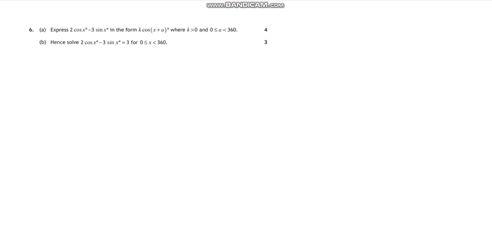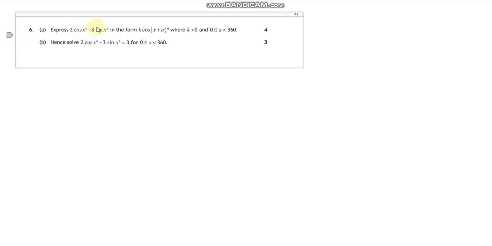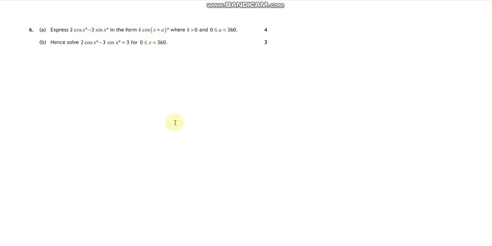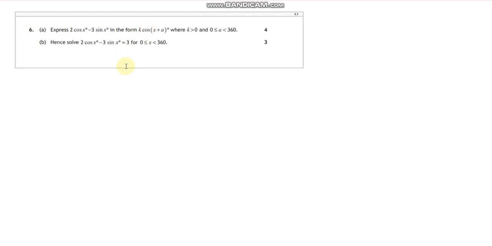Okay, question 6. Clearly a wave function. You don't even have to read it, you can just take it in, just tell it's a wave function question because we're combining cos and sine waves into just one wave in this form, or wave function form. If they don't tell you which form, you pick one. But yeah, let's go ahead then.